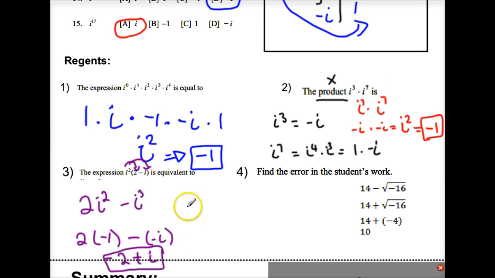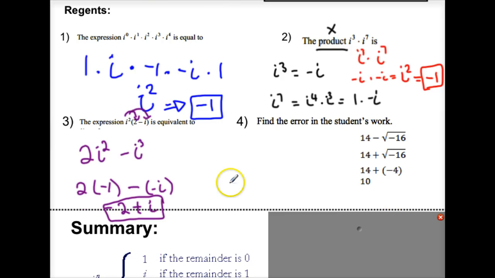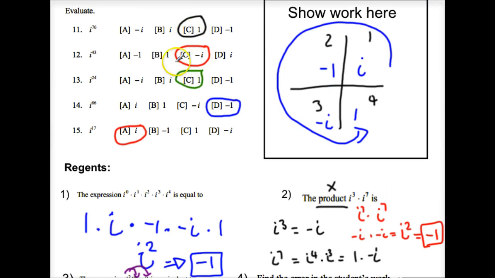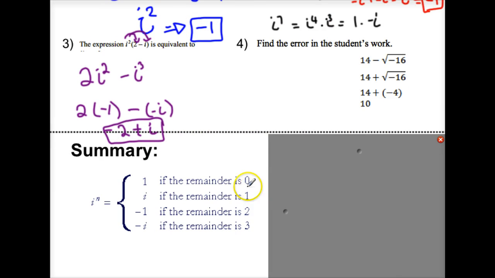That's it. Now for your summary today. I know it's a little tough, but I made a nice summary. If you have I to the something power, if you have a remainder of 0, remember these remainders that we were doing earlier with the ice cream scoops and up here to find what these answers were. So if there's no remainder, it's going to be 1. If there's a remainder of 1, it will always be I. If there's a remainder of 2, it will be negative 1. A remainder of 3 will be negative I.